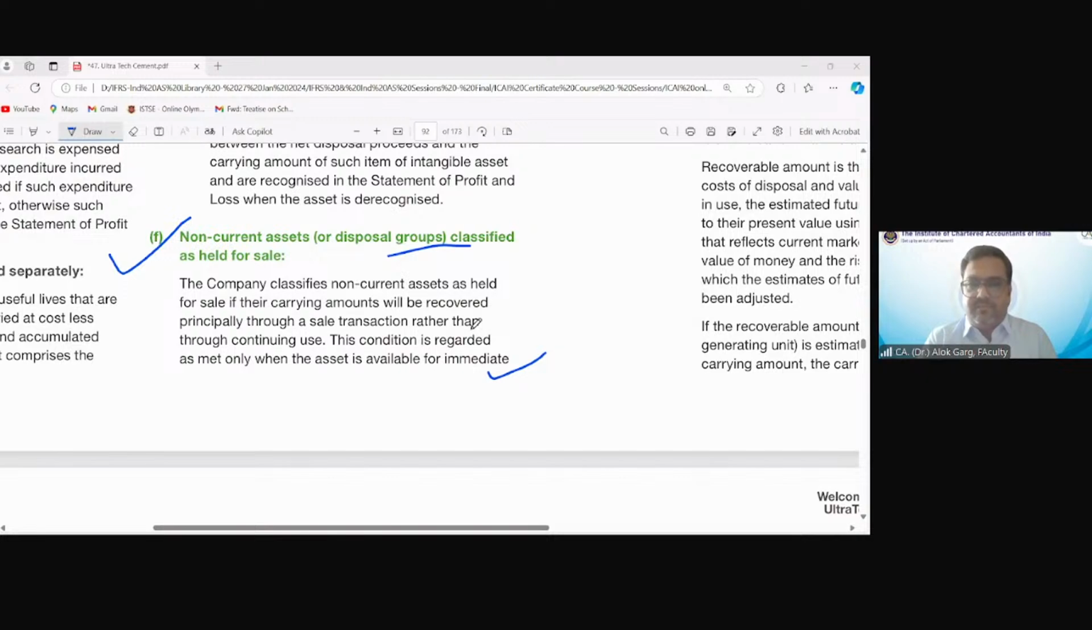The company classifies the non-current assets as held for sale if their carrying amounts will be recovered principally through a sale transaction rather than through continuing use. Hold on. Sumit, hold on. Have I told this definition? The company classifies non-current assets as held for sale if their carrying amount will be principally recovered through a sale transaction, not through continuing use, right? I discussed this. Yes. Okay. Now, please, Sumit, continue.